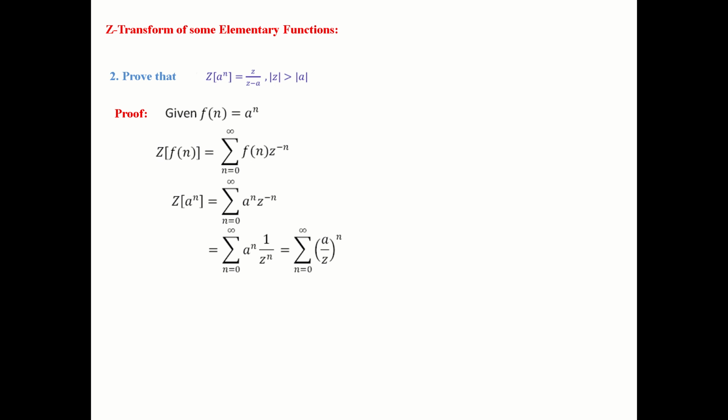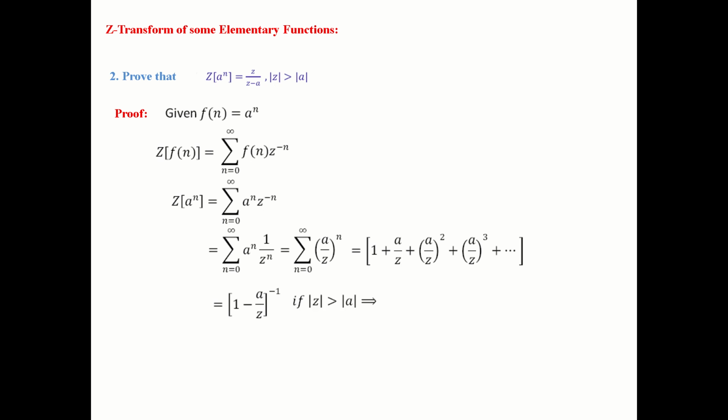Then substituting the value of n and expanding, you will get a by Z power 0 plus a by Z power 1 plus and so on. So 1 plus a by Z plus a by Z square plus a by Z cube, and so on. This is like 1 plus x plus x square plus and so on, and the formula is 1 minus x whole power minus 1. Instead of x, you are having a by Z, so you will get 1 minus a by Z the whole power minus 1. Taking LCM, cross multiply 1 and Z, you will get Z minus a by Z whole power minus 1.